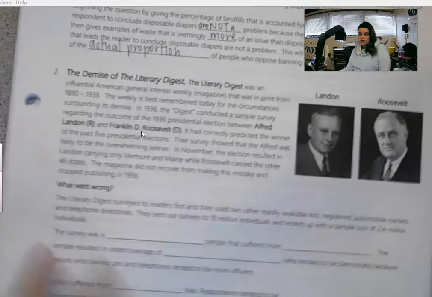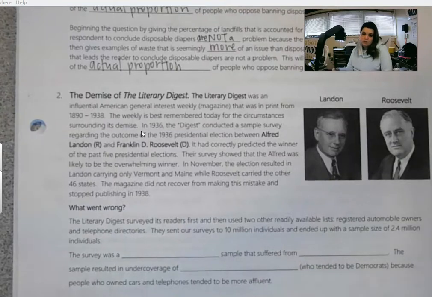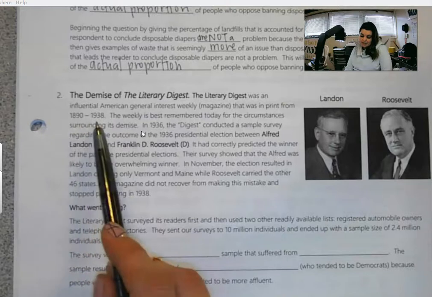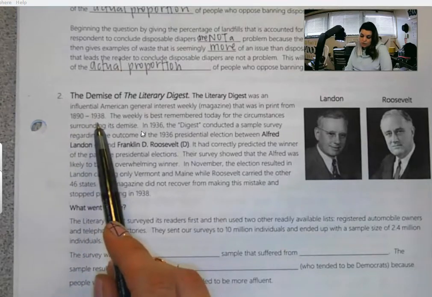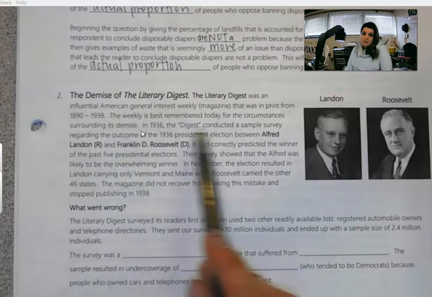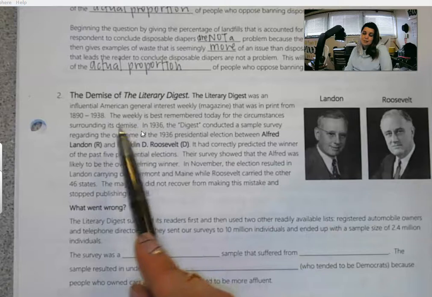Okay, then the last problem is my favorite one because it's a true story. It's called The Demise of the Literary Digest. The Literary Digest was an influential American general interest weekly, which is a magazine, that was in print from 1890 to 1938. So 48 years, almost 50 years, this magazine was in print. The weekly is best remembered today for the circumstances surrounding its demise.